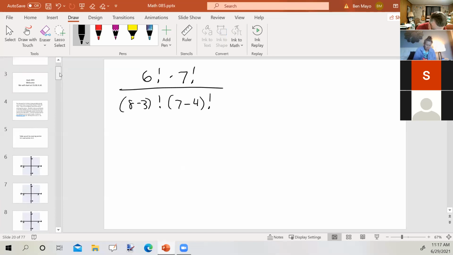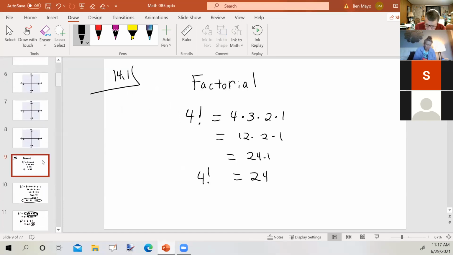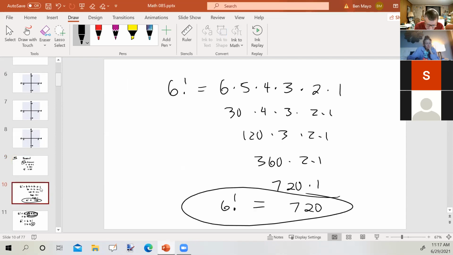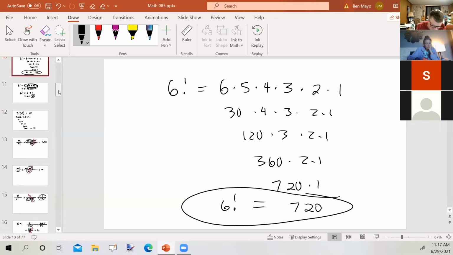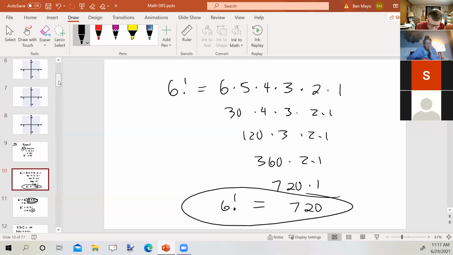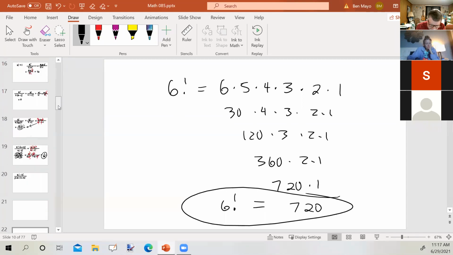Okay, let's go back up here. Factorial: if you have a number followed by an exclamation mark, then it's that number times the integer one less than that, times the integer one less than that, all the way down to 1. So 4 factorial is 4 times 3 times 2 times 1. So 5 factorial would be 5, 4, 3, 2, 1. Yes, 5 factorial.